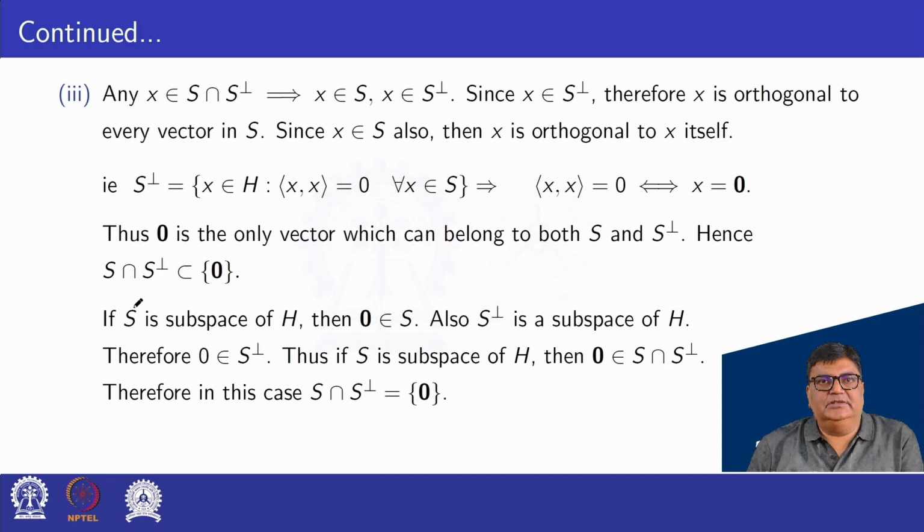If S is a subspace of H, then the 0 vector is an element of S. Also, S perpendicular is a subspace of H. Therefore, 0 is an element of S perpendicular. Thus, if S is a subspace of H, then 0 is an element of S intersection S perpendicular. Therefore, in this case, S intersection S perpendicular is the singleton set {0}.